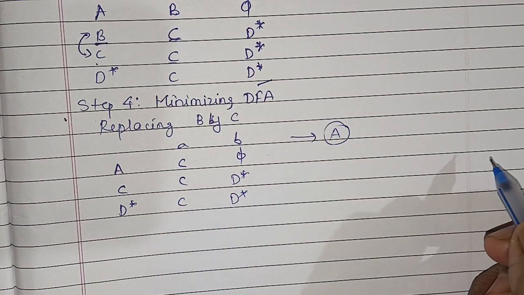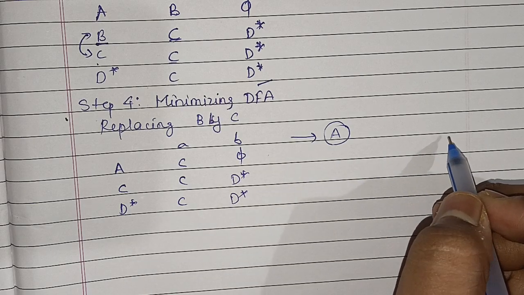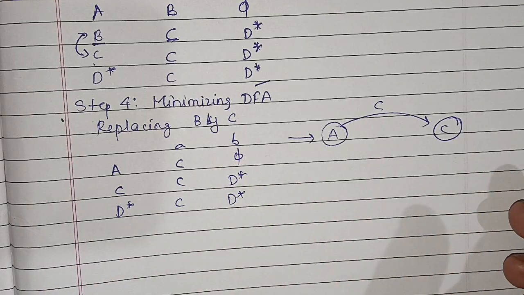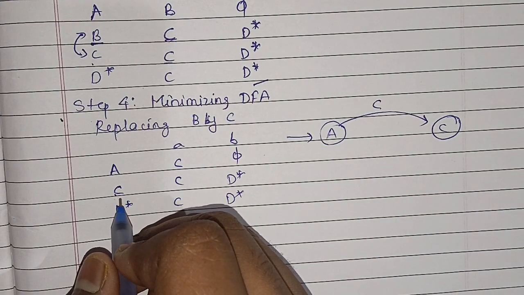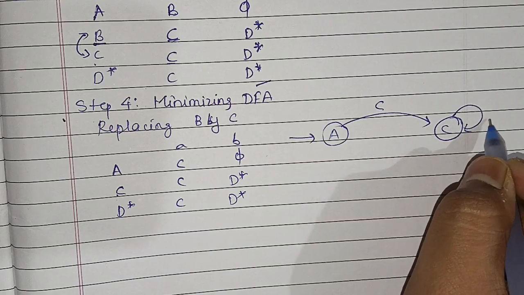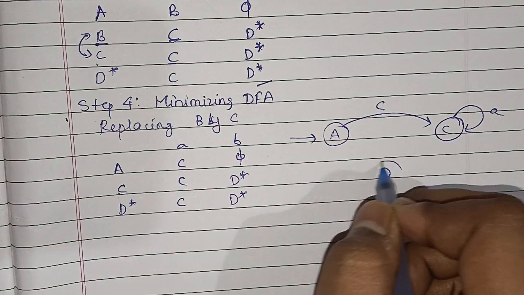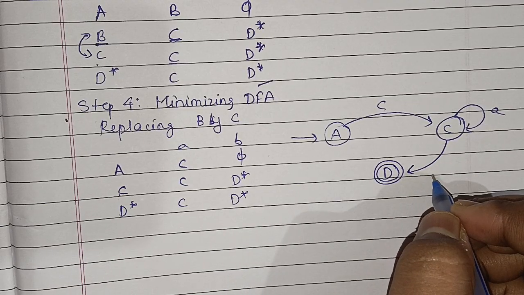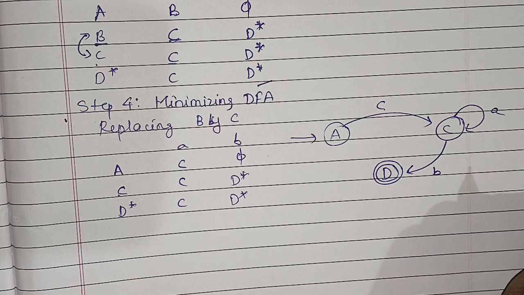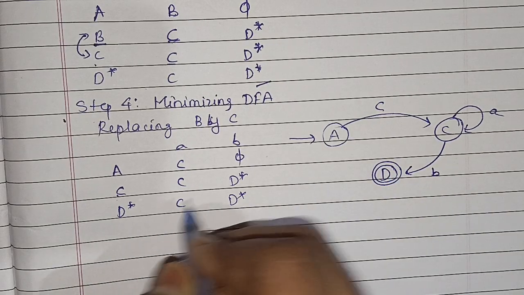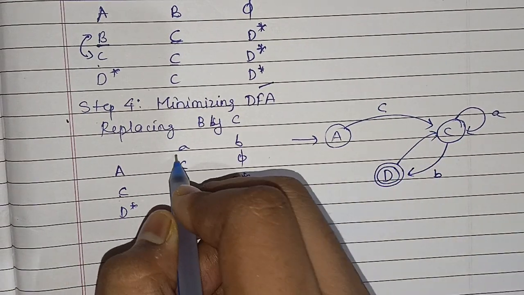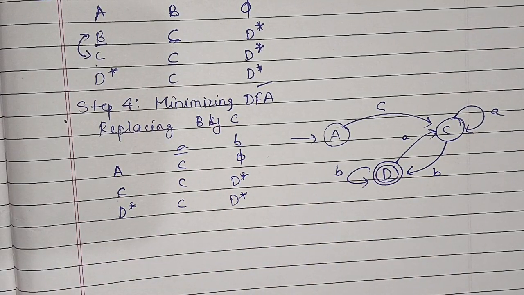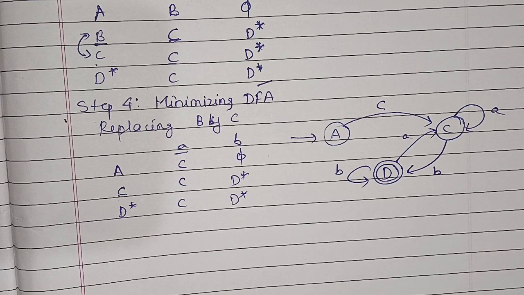A is our starting state. If it receives A, it is going to C. If it is receiving B, no transition. If C receives A, yes, it is going to C only, and D is our final state. If it is receiving B, going to D. Now D is receiving A, going to C, and D is receiving B, going to itself.